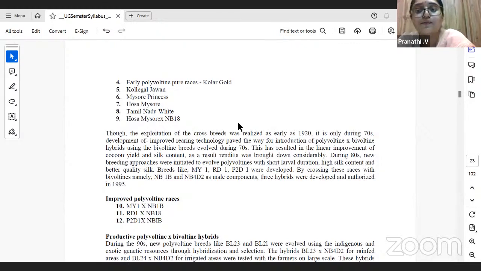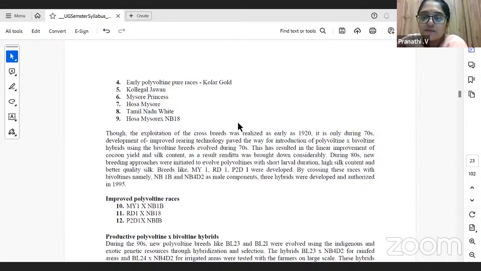it was only after 50 years, that is in the 1970s, that they could cross the polyvoltine along with the bivoltine hybrids. So this resulted in a linear improvement of the cocoon silk content, as well as the byproducts, or the rendita, has come down.